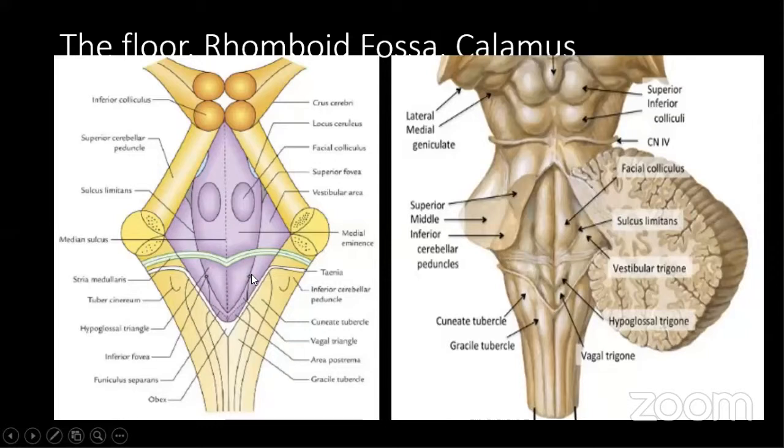So this is the superior fovea and this is the inferior fovea, just lateral to the sulcus limitans. Another important structure just above the superior fovea is the locus coeruleus. What is locus coeruleus? Locus coeruleus are the deep pigmented, bluish discolored cells, due to melanin content, that are responsible for noradrenaline production in response to stress and panic.